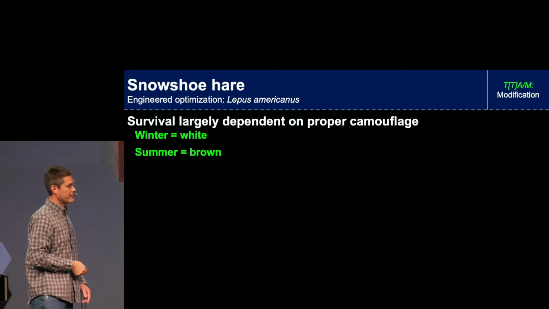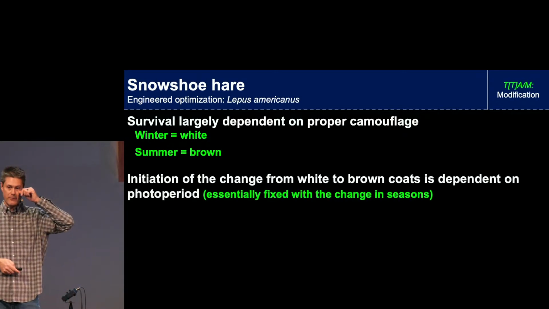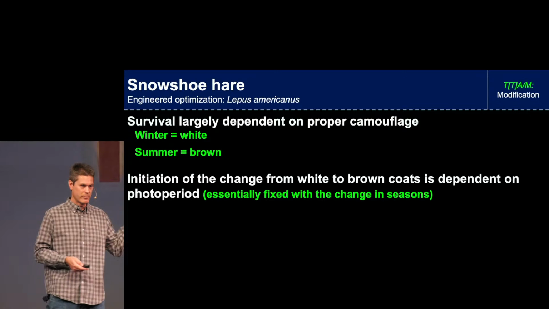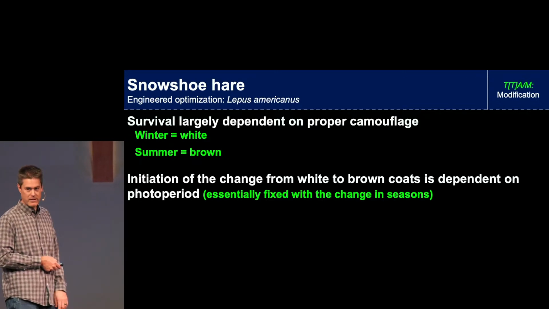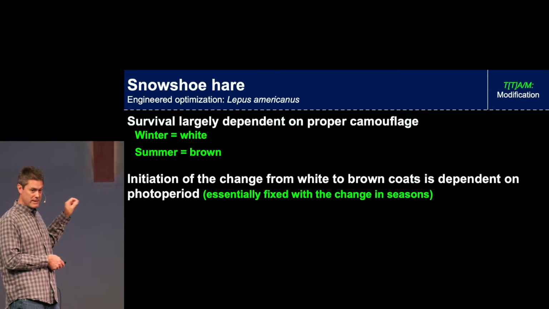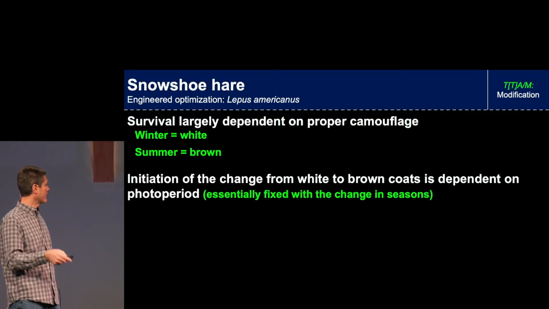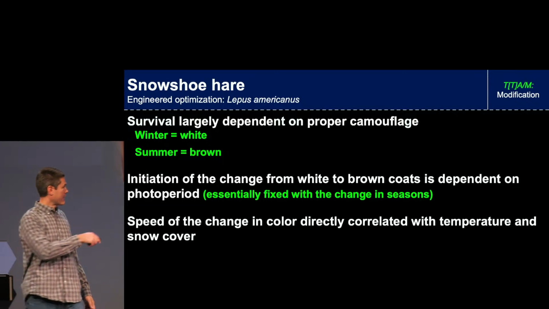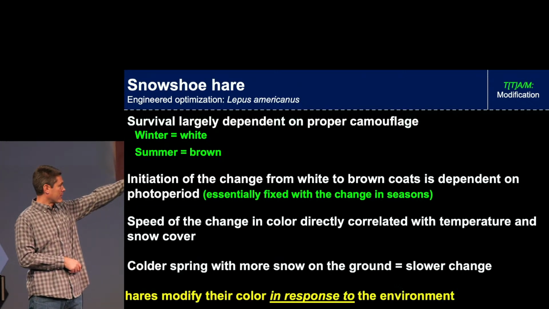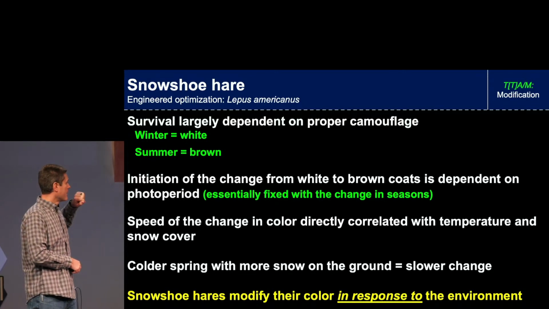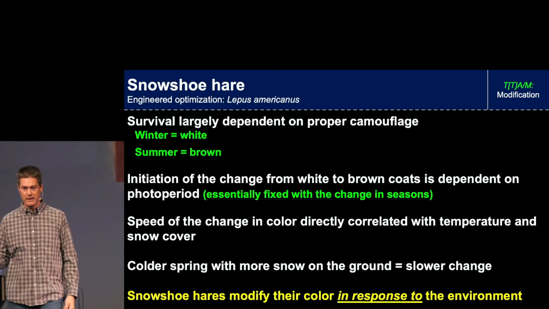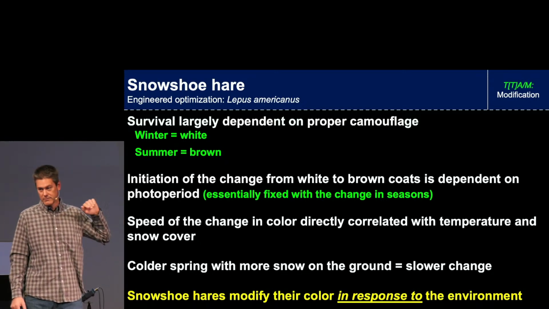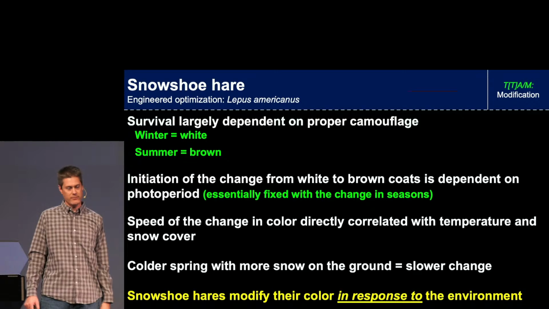There we go. So the initiation of that change is pretty much fixed. It's dependent on photoperiod. So basically, it has to do with the change in the season. It's more or less fixed. The seasons change the same time every year because it's the sun, right? The sun isn't affected. However, the speed of the change, the rate of the change, is not related to photoperiod, but temperature and snow cover, which makes sense, right? So what that means is that a colder spring with more snow on the ground, the change happens more slowly. So basically, the snowshoe hares are modifying their color in response to the environment that they see around them. Cold, snowy spring, slower change. Warm, not snowy spring, faster change.